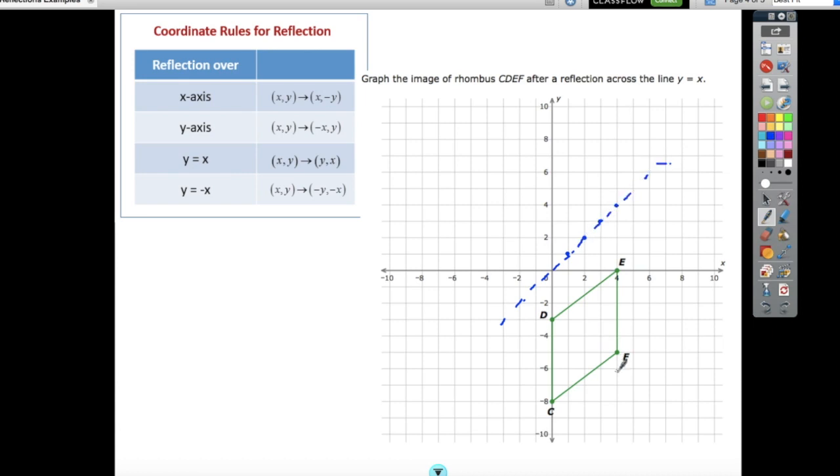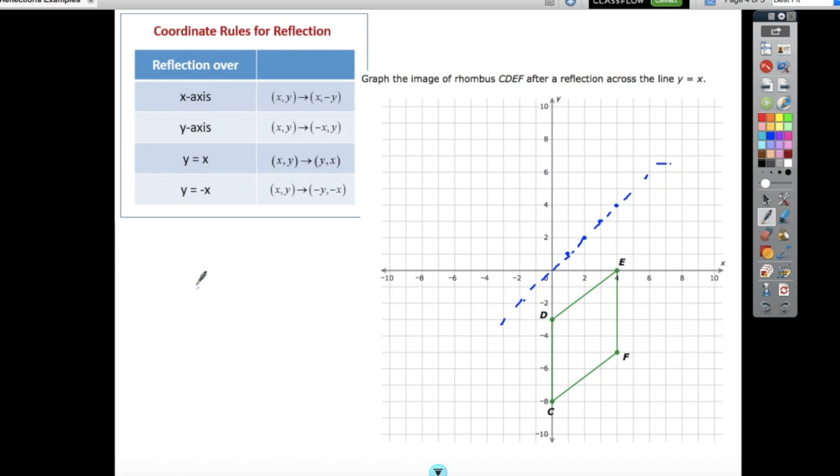So if we're flipping across this, this rule is the one that happens. So x and y, if we look and compare these, they actually just switch places. So whatever number is in our x coordinate, that's going to become our y coordinate, and whatever number is in our y coordinate, that's going to become our x coordinate.